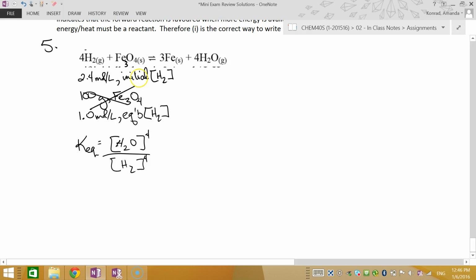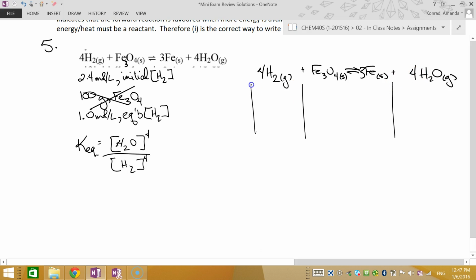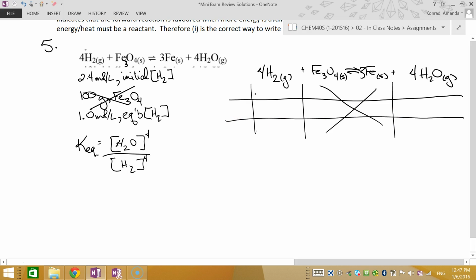We can also set up our ICE table. We've got 4 H2 gas, which is the one we care about, plus Fe3O4 solid, 3 of those, and 4 water molecules in their gaseous state. So for this purpose, we don't really care about this section here. Those are all solids. So we can just fill in the rest.